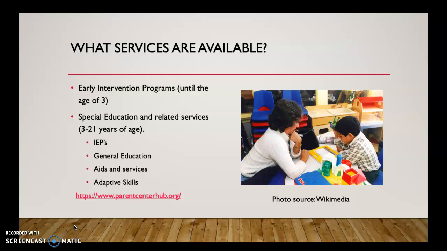And these are available until the age of 3. After the age of 3, they may enter special education through the public schools or other services or other schools, and they can access special education and related services from the age of 3 to 21, and this provides them with the opportunity to continue developing.